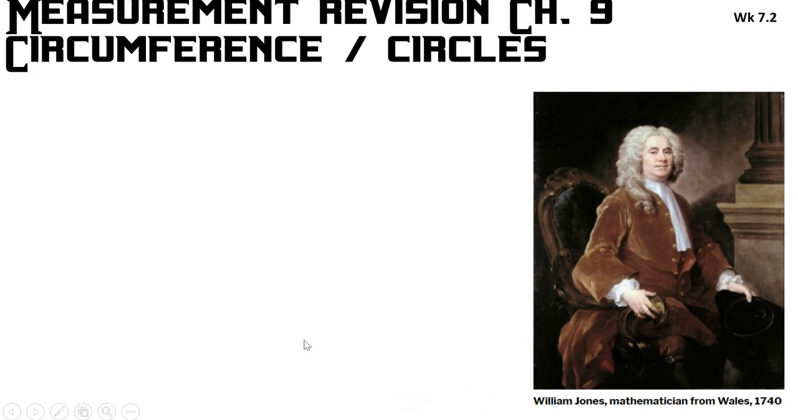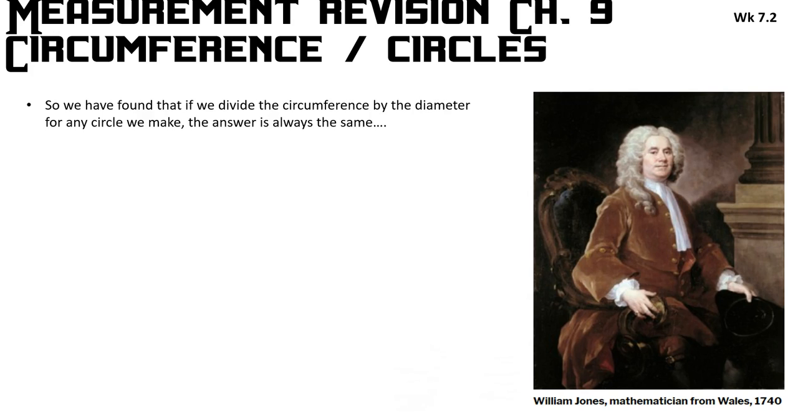So, we should have had an interesting investigation. We found that if we divide the circumference by the diameter for any circle we make, no matter how big or how small, the answer is always exactly the same. The circumference divided by the diameter gives us approximately 3.14, which we now know as pi. So circumference is equal to pi times the diameter.